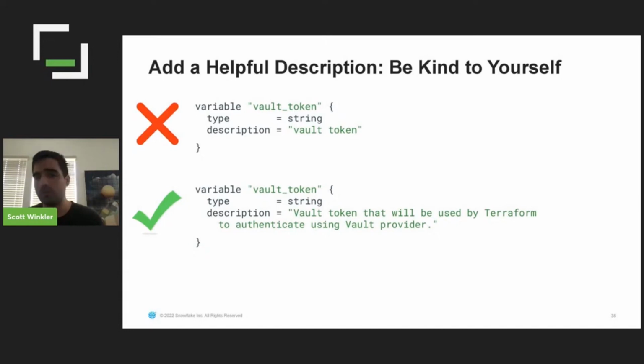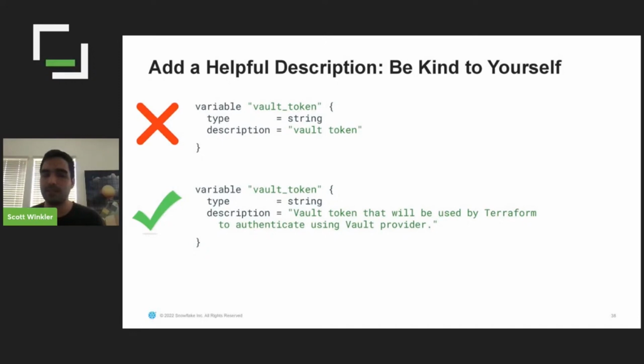So then the second one would be the description. You definitely want to be kind to yourself. You've got to think about the person in the future reading this code. Maybe not just you, but maybe other people as well. You want to put a helpful description.